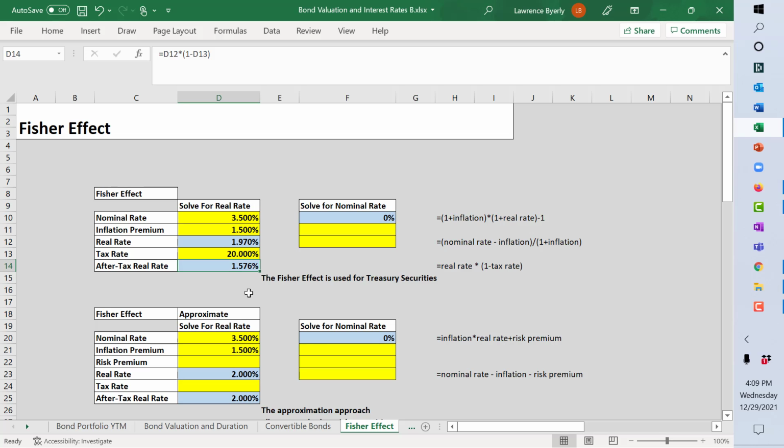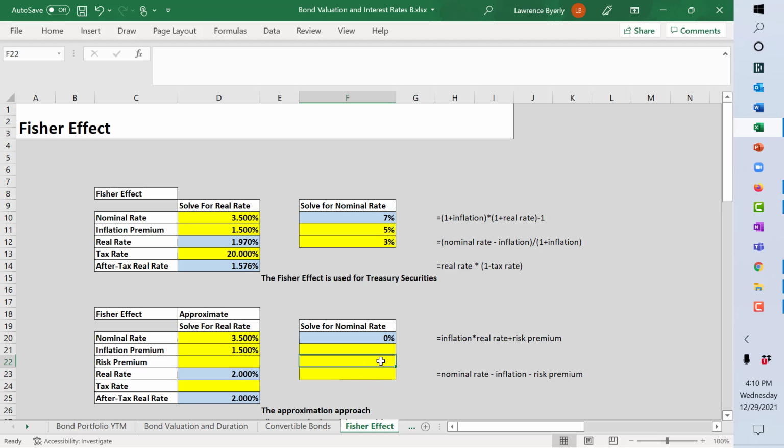Now, if you knew the real rate was 2.5%, and inflation is currently 4.5%, what would you expect to get as a nominal rate of return? That's around 7%. And likewise, you can do the same thing down below.